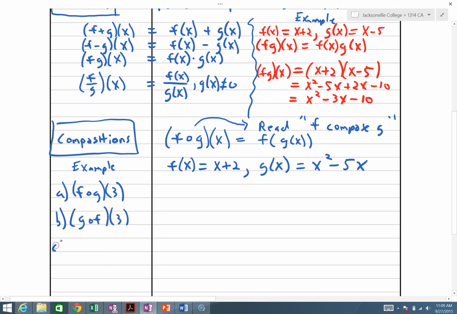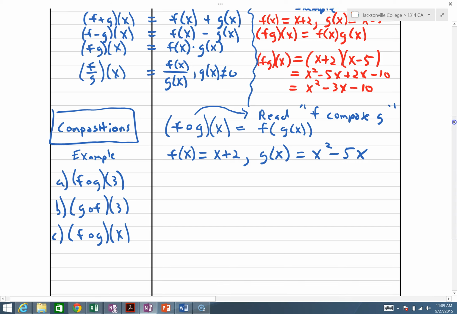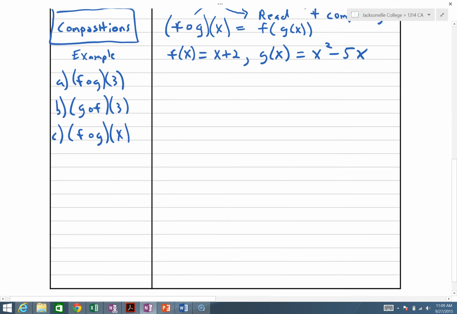And then I'm going to evaluate them for simply X. What is F of G of X? And lastly, D, what is G of F of X? All right, let's look at these first two side by side, A and B.